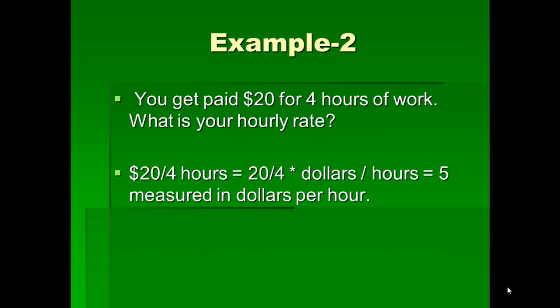Example 2. You get paid $20 for 4 hours of work. What is your hourly rate? $20 over 4 hours equals 20 over 4 times dollars over hours, which equals 5 dollars per hour.